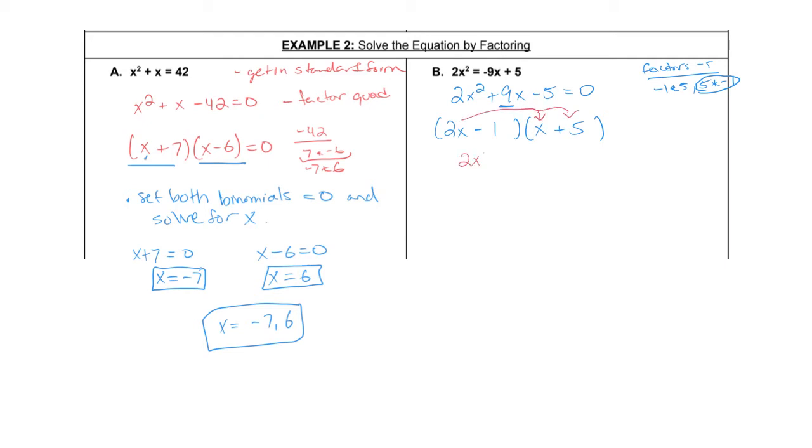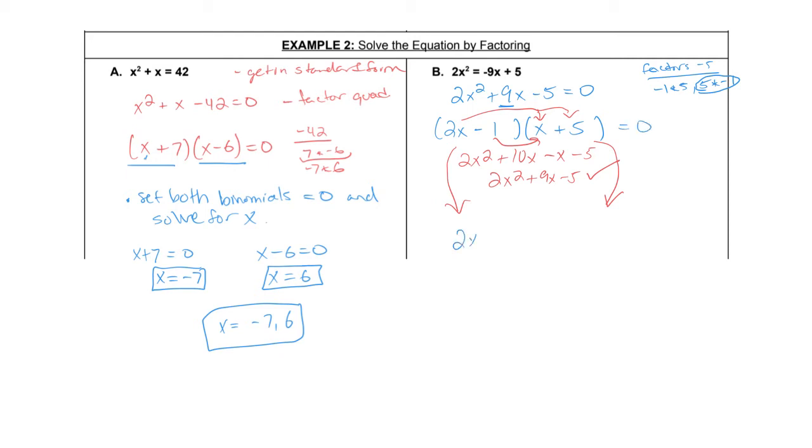All right, we get 2x squared. 2x times 5 is 10x. Negative 1 times x is minus x. Negative 1 times 5 is negative 5. So we get 2x squared plus 9x minus 5. So yes, it works. So now we bring down these binomials and set them equal to 0.